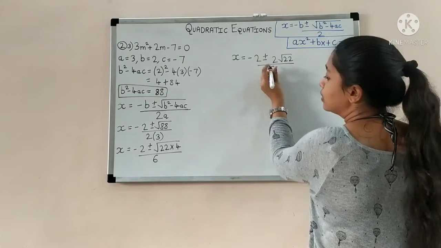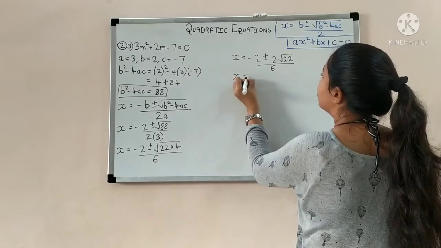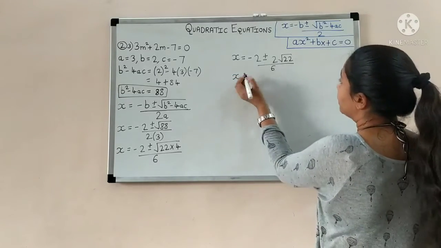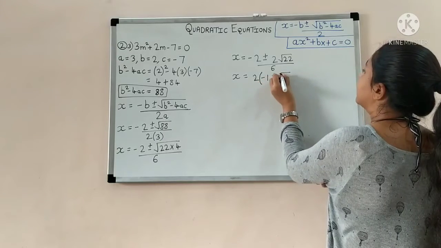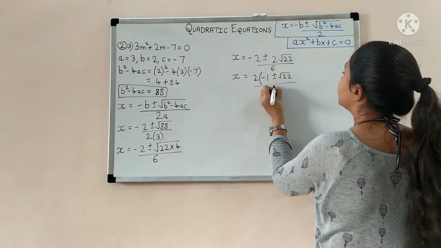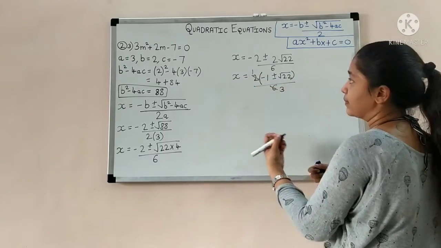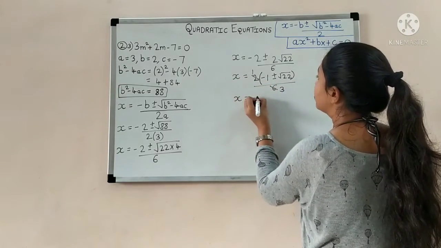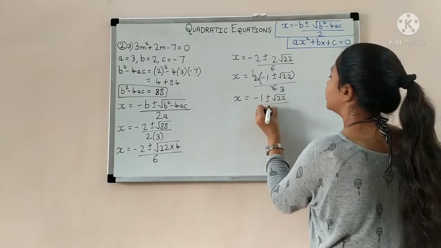Upon, in the denominator it is 6 upon 6. Then x is equal to, now from the numerator take 2 common. So 2 into minus 1 plus minus square root of 22 upon 6. So this will be 2 1s are 2, 2 3s are 6. So x is equal to minus 1 plus minus root 22 upon 3.